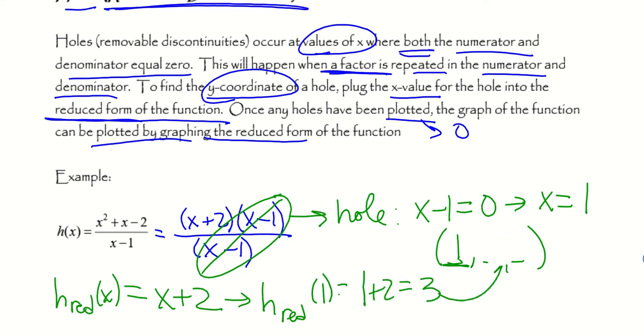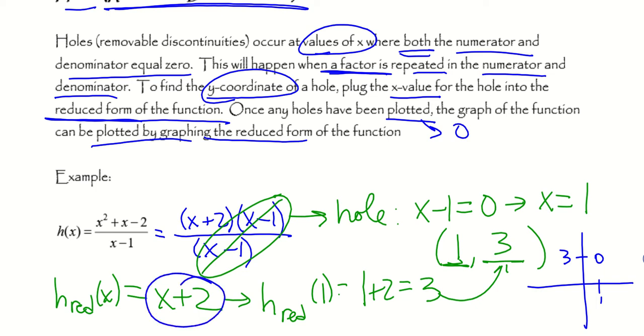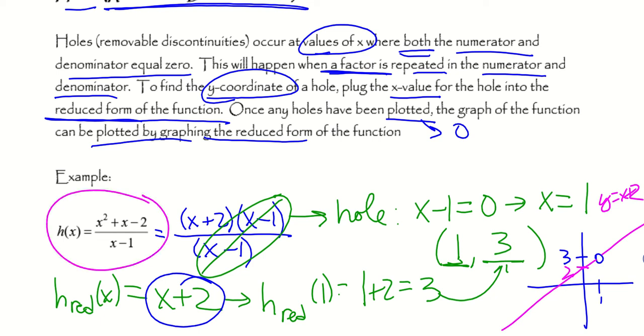And that gives us the y-coordinate of our hole. So if I were graphing this function, I know that at the point 1, 3, there's going to be a hole. After that, the rest of my graph will look like the graph of x plus 2. Well, we know that y equals x plus 2 is a line with a y-intercept of 2 and a slope of 1, which would take me up to this point and would go like this. So this rational function actually looks like a line with a hole in it.